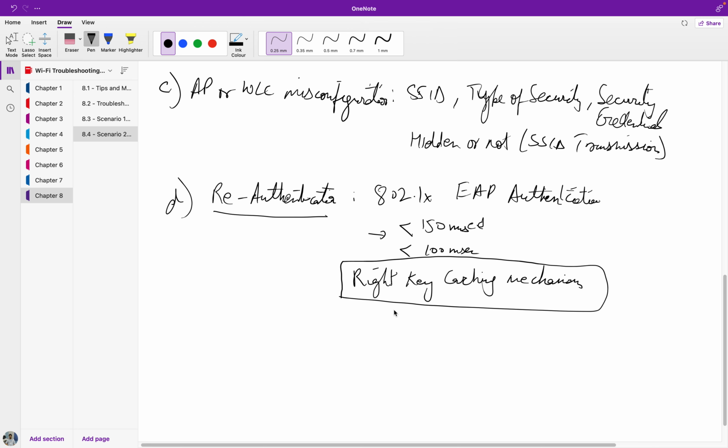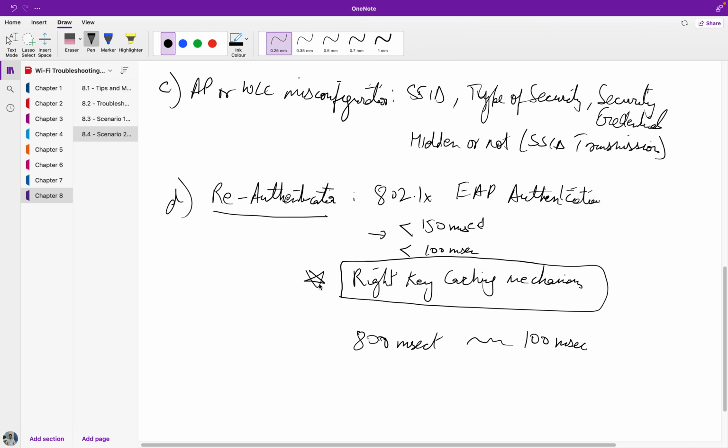They have to create that once again. The entire authentication doesn't have to happen. So this reduces the time from 800 milliseconds approximately, or 700 milliseconds, all the way down to 150 or 100 milliseconds. Okay, so make sure you have this in place.